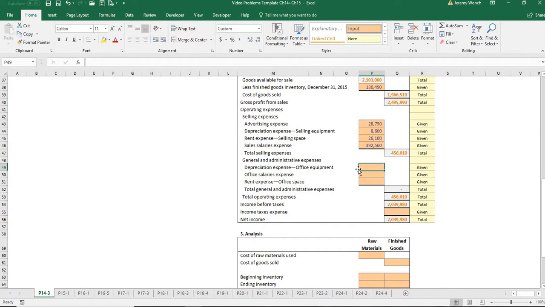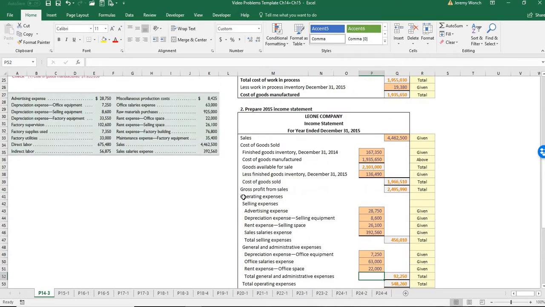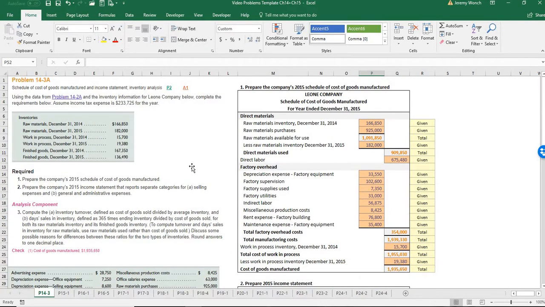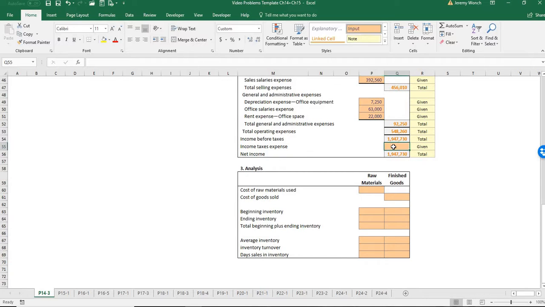Now we have our depreciation related to office equipment. So we had that above at $72,50. Office salaries expense, $63,000. And then office space rental, $22,000. That gives us our totals here. The only thing we have to plug in is our income tax expense, which we don't have to calculate because they give it to us up here at $233,725.